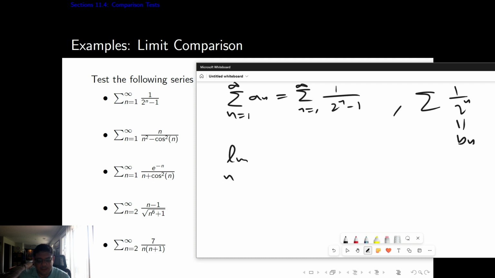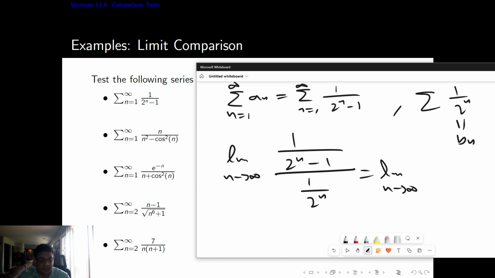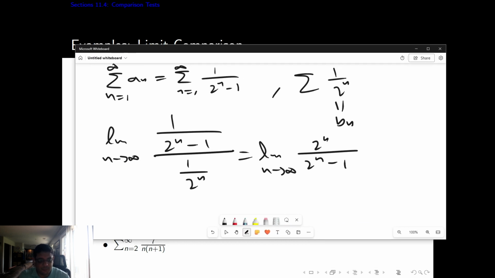So we're going to take the limit when n goes to infinity of 1 over 2 to the n minus 1, over 1 over 2 to the n. To simplify this, we get the limit when n goes to infinity of 2 to the n over 2 to the n minus 1. Because this is infinity over infinity, the easiest thing to do is divide everything by 2 to the n. So this is really the limit when n goes to infinity of 1 over 1 minus 1 over 2 to the n. Now notice that when n goes to infinity, this goes to 0, and so this whole limit is going to be 1.